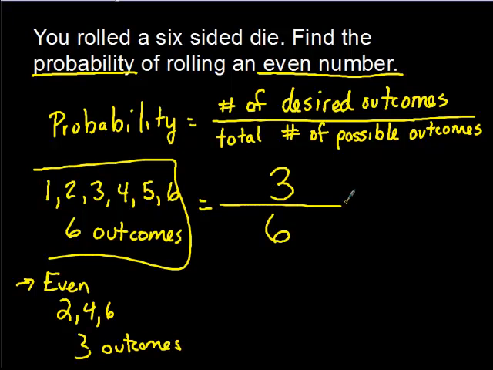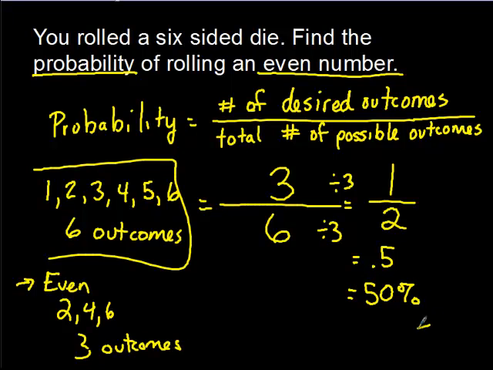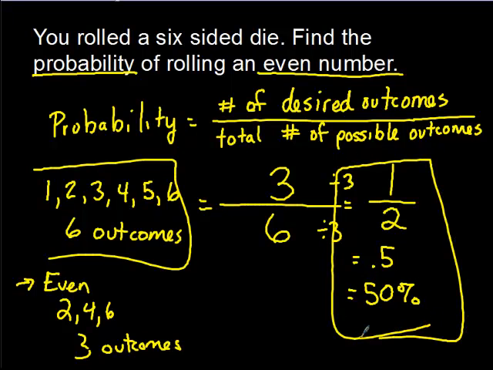The only issue is, whenever you have a probability, you always want to simplify the fraction. So in this case, we divide both the numerator and denominator by 3, and we get 1 out of 2. If we want, since it's a probability, we can rewrite it as a decimal, which is 0.5, or most commonly seen for a probability is to write it as a percentage. 0.5 is 50%. So any of those 3 answers is correct for the probability of rolling an even number on a six-sided die.